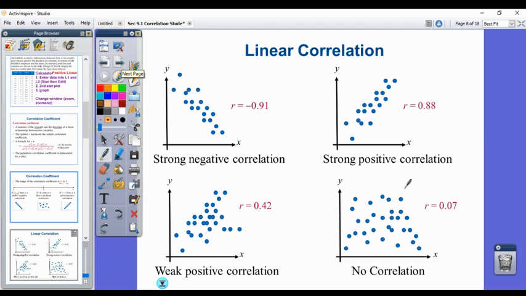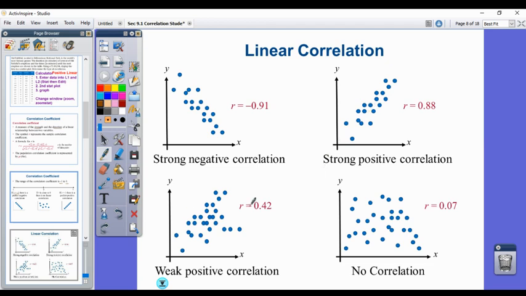Okay, so you'll notice here, we have a correlation coefficient of -0.91. And that is telling me that I have a pretty strong negative correlation because that's really close to -1. So what that means is as X is increasing, my Y value is decreasing. So these variables are doing the opposite. If I have a correlation coefficient of 0.88, that's pretty close to +1, which tells me I have a pretty strong positive correlation.